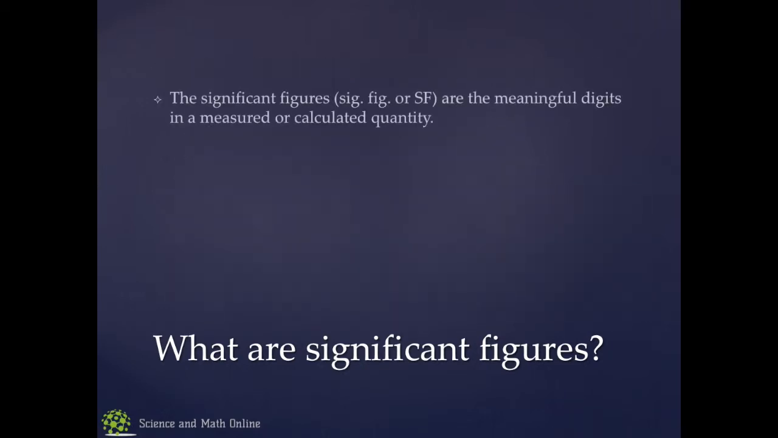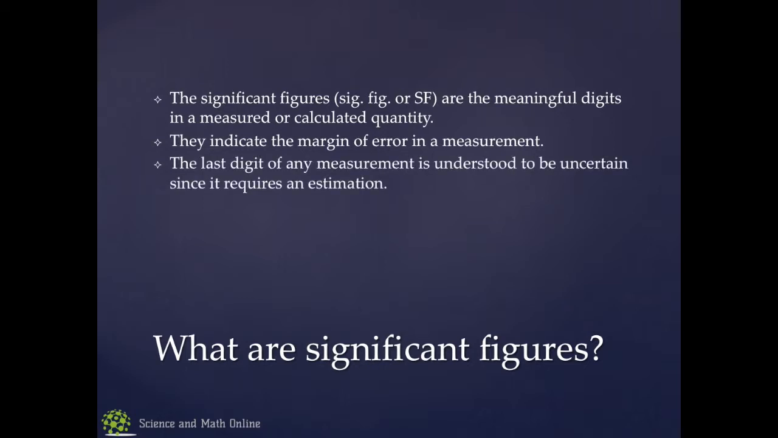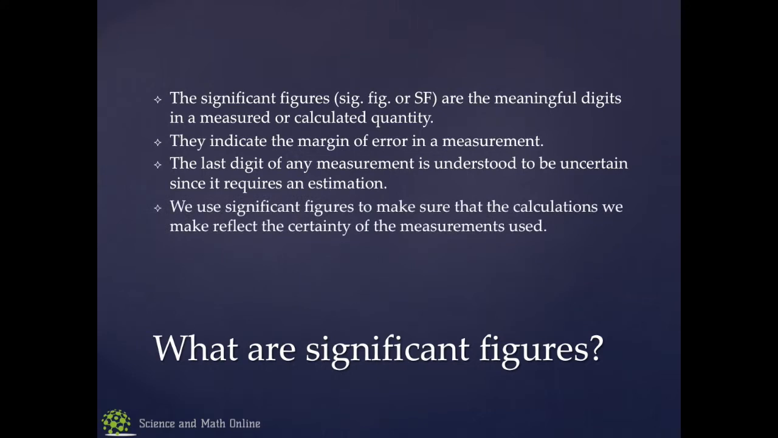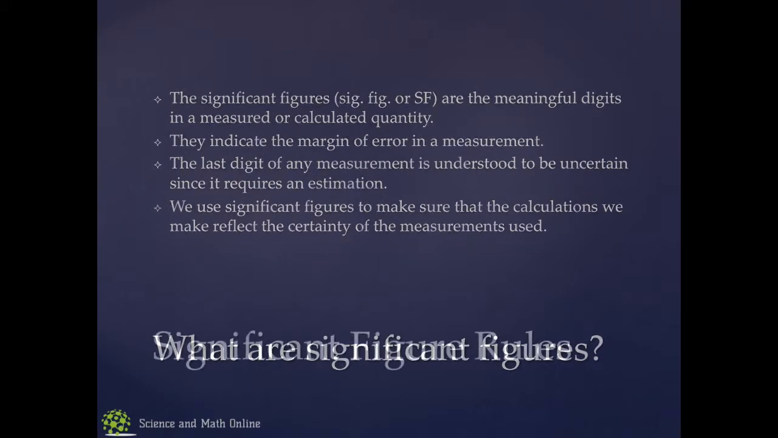So we call them sig figs or SF. When I'm writing it, I usually write SF. When I'm saying it, I say sig fig. Like I said, they indicate the measure of error, the margin of error, and it's generally understood that the last digit of any measurement is going to be uncertain and requires some degree of estimation. The main way we use these is in calculations, so that we're not implying a level of accuracy that's not really there. So it's important that we use proper significant figures in our calculations.